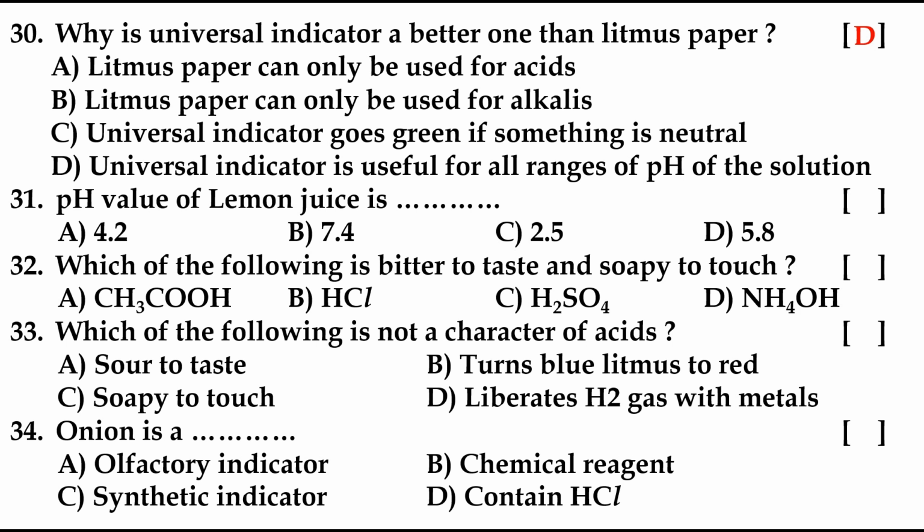31. pH value of lemon juice is dash. A. 4.2. B. 7.4, C. 2.5, D. 5.8. Answer is option C. 2.5.